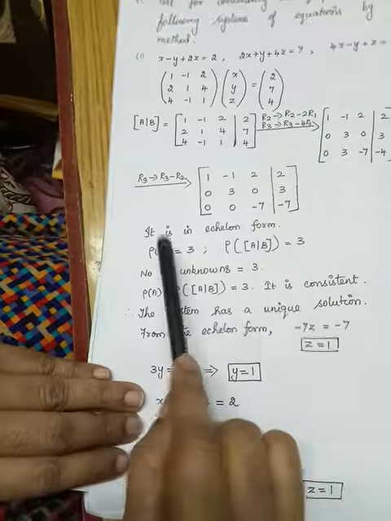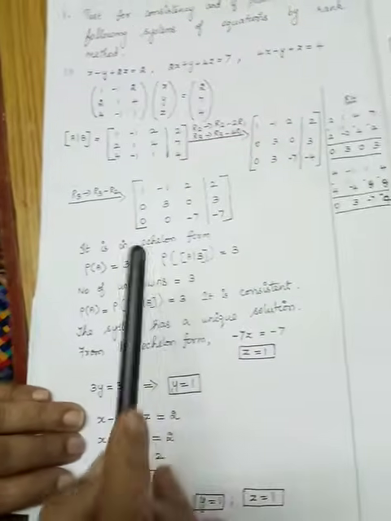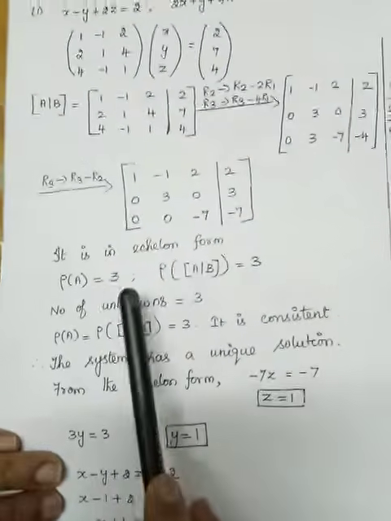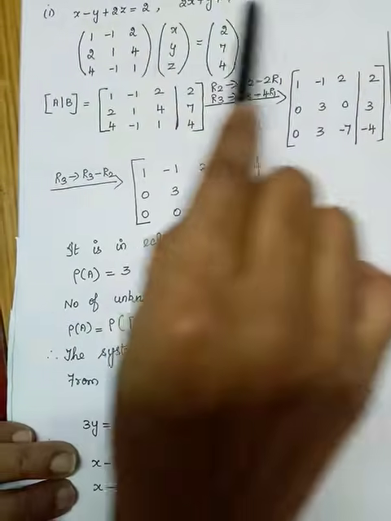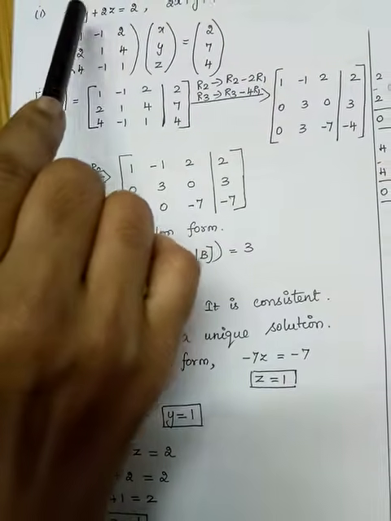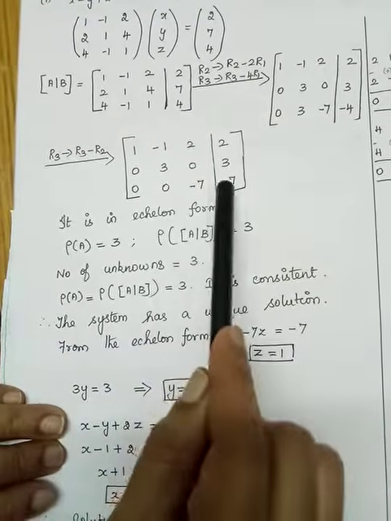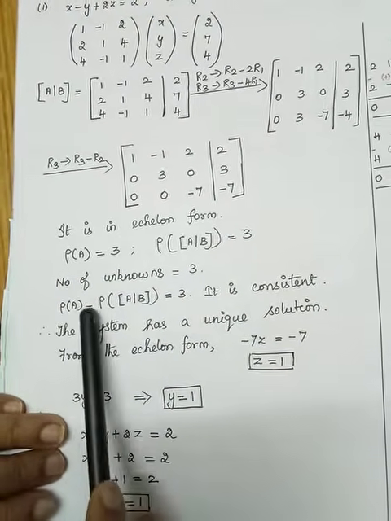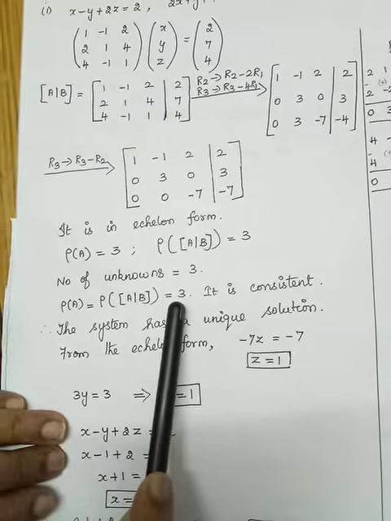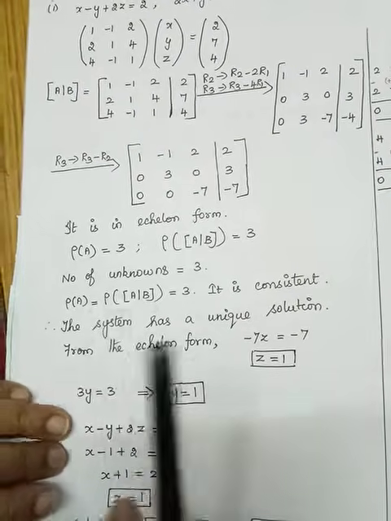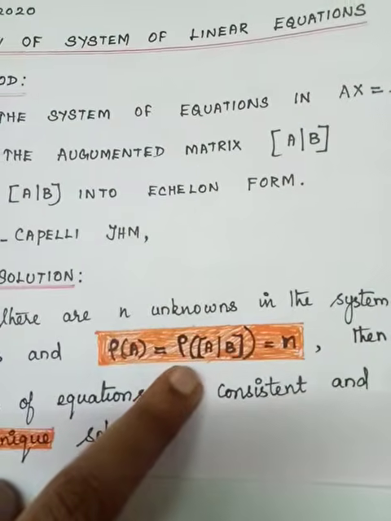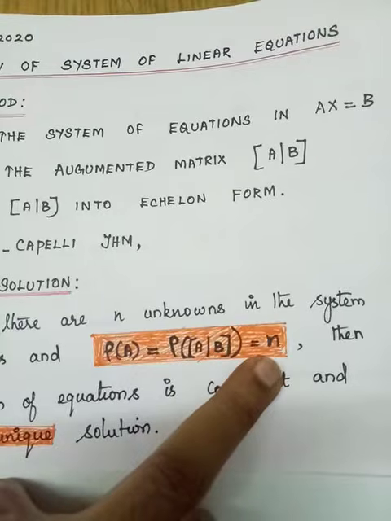Both the ranks are equal, and you have to check the number of unknowns. How many unknowns are in this equation? X, Y, Z. So there are 3 unknowns. So here in this problem, rank of A is equal to rank of AB is equal to 3. What is the condition I have said previously? Rank of A is equal to rank of AB is equal to the number of unknowns.